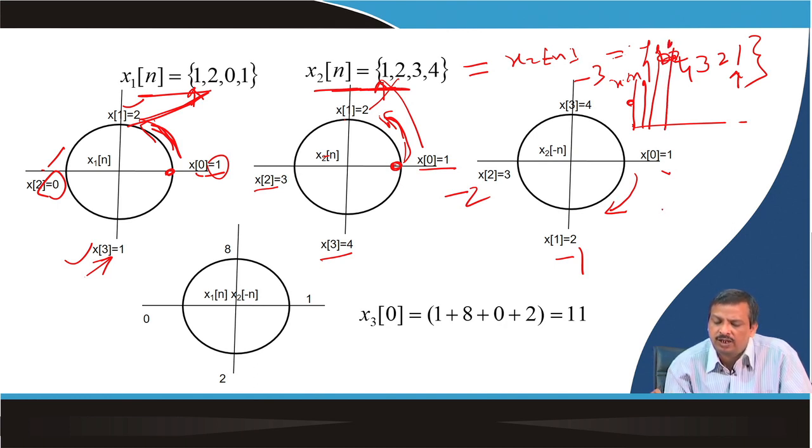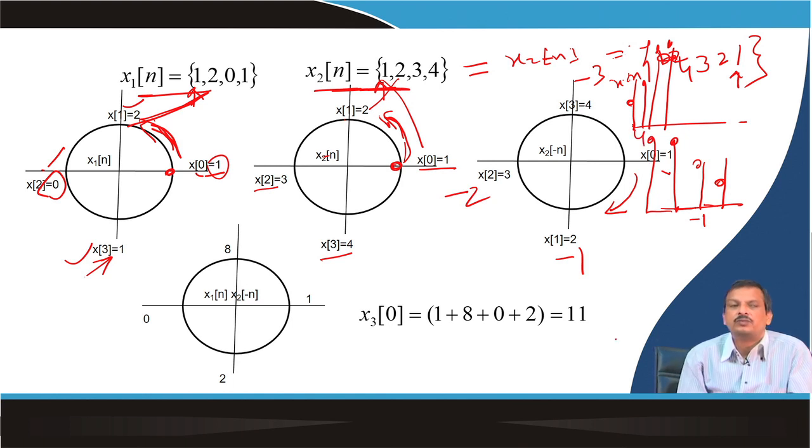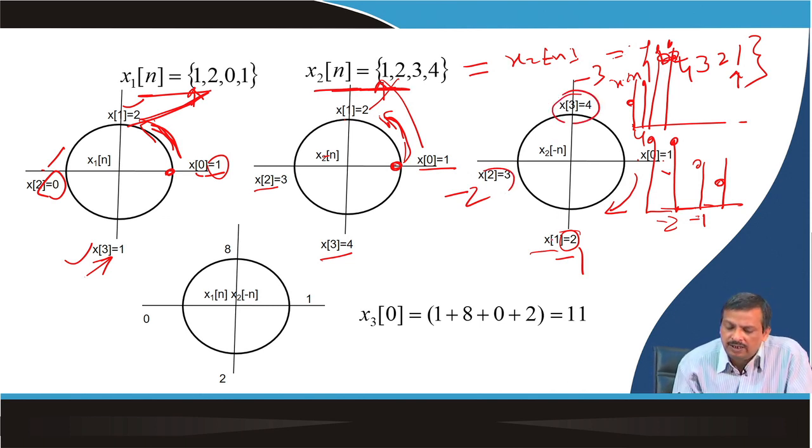So, what is x2 minus n? 0th sample will be 1, minus 1 sample will be 2, minus 2 sample will be 3, and minus 3 sample will be 4. So I can say x0 is 1, minus 1 is 2, minus 2 is 3, and minus 3 is 4. So this you can put a minus: minus 2, minus 3. Okay. So this is x of minus n.